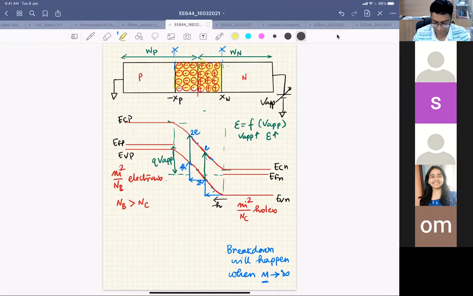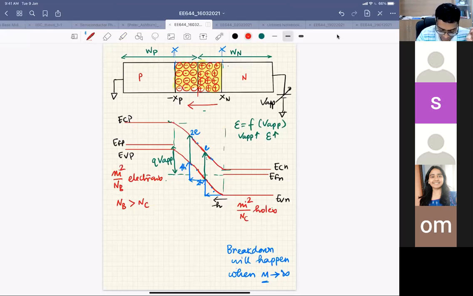Let's say we have a PN junction, and I am applying reverse bias across it. So there is an electric field from N side to P side, and that electric field increases with the application of this reverse voltage. So I have minority carriers in the P side, and I have minority carriers in the N side.